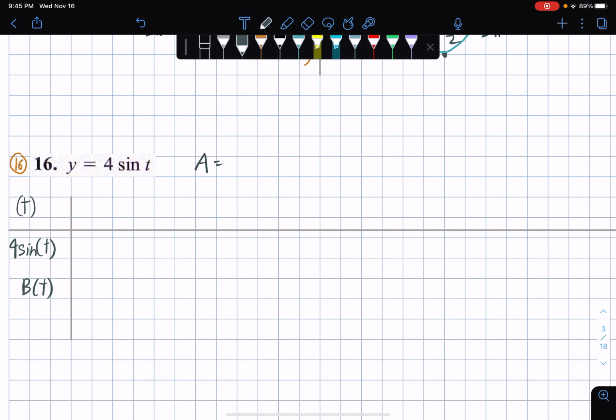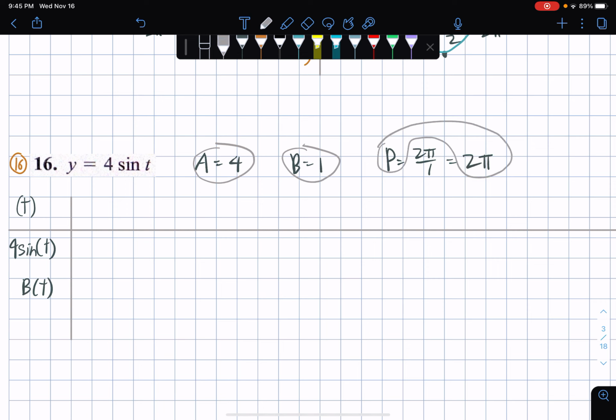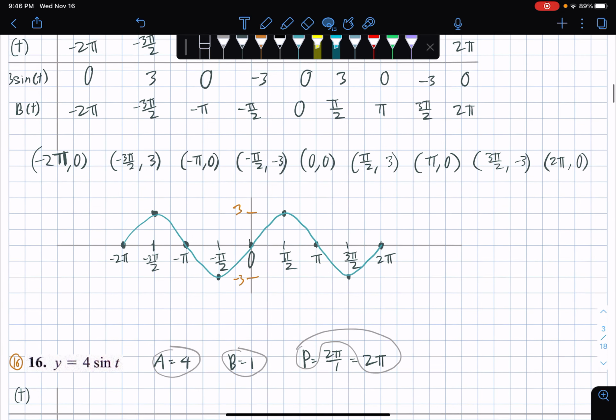This time the amplitude is 4. The letter B is still 1. The period is 2 pi over 1, which is still 2 pi anyways. The numerator doesn't change if the denominator is just 1. For t, the values will be the same as expected.